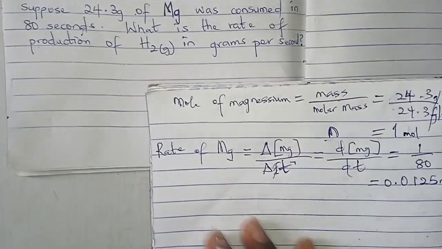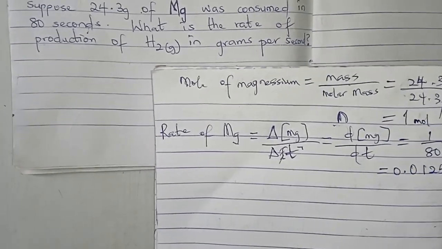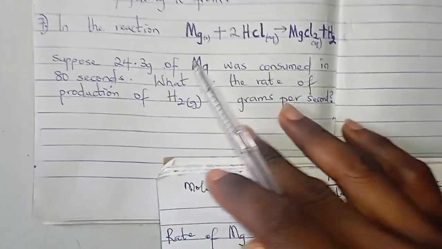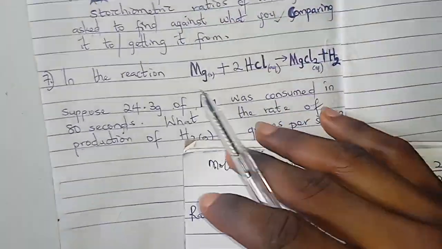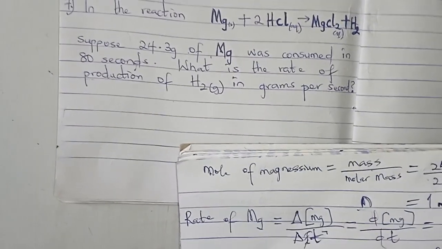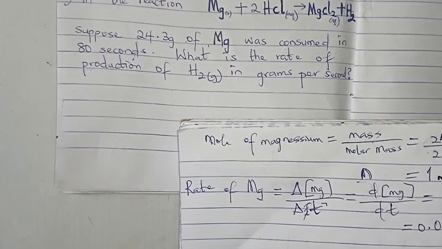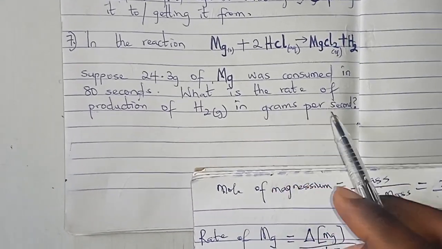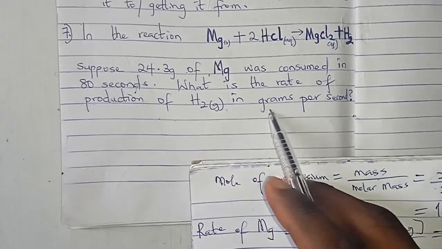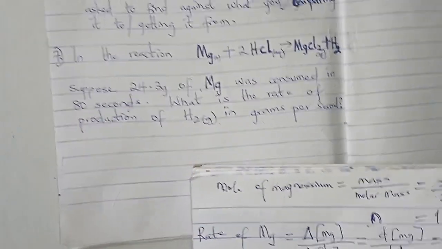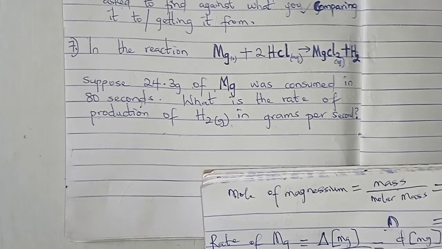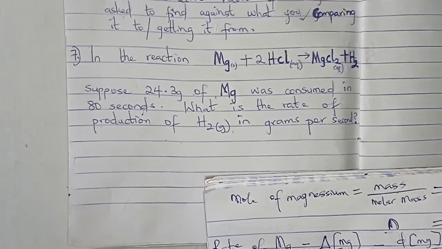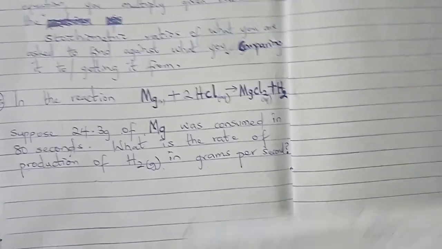The minute we get this, notice that this is on the production part. Magnesium is on the production part. So the minute we get this 0.0125, we've gotten the rate of production. So to get what they said here, what is the rate of production of hydrogen in grams per second? So in grams per second, but what we have now, we've taken this to mole. So we'll go back to gram, but before that, let's go.